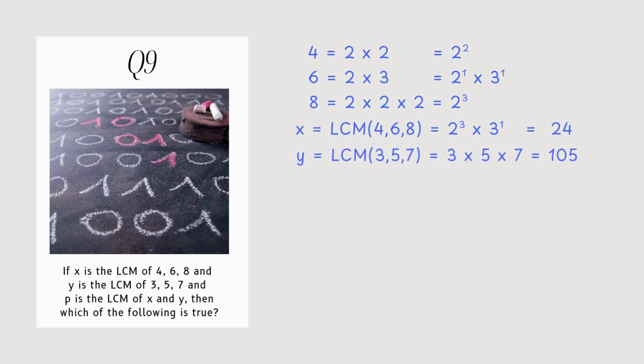Similarly, y is the LCM of 3, 5 and 7. Now these three numbers are all prime numbers. So the LCM would be the product of these numbers, which gives us 105.